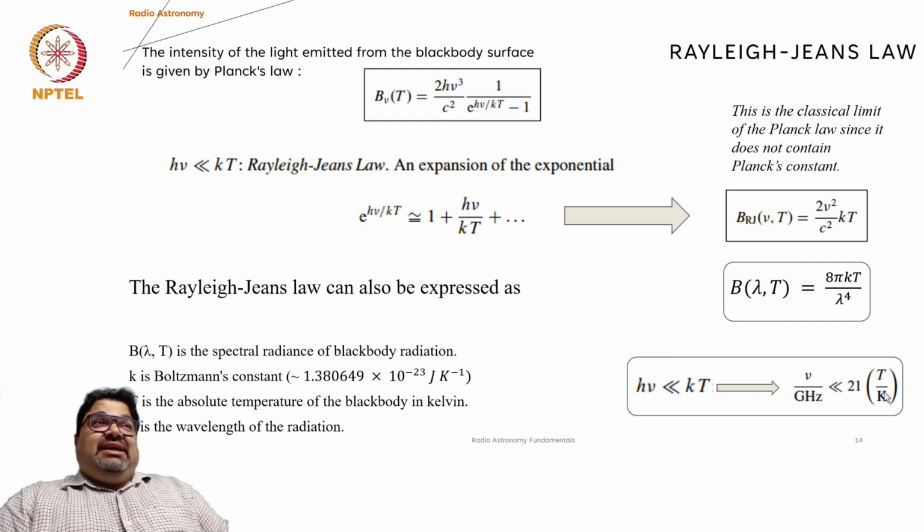Safely we can say it works below 5 gigahertz. As you go above 5 gigahertz, we have to check whether it is still applicable; there may be some secondary order correction on top of that. In this entire expression, B is the spectral radiance of black body radiation, k is the Boltzmann constant, T is the absolute temperature of the black body, and lambda is the wavelength of radiation.